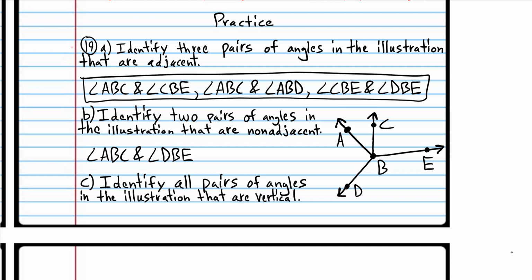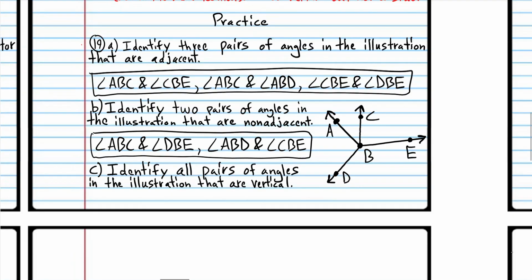And we can also say that this green angle and this red angle are non-adjacent. They don't share a side. So angle ABD and angle CBE. So those are two pairs of angles that are non-adjacent.